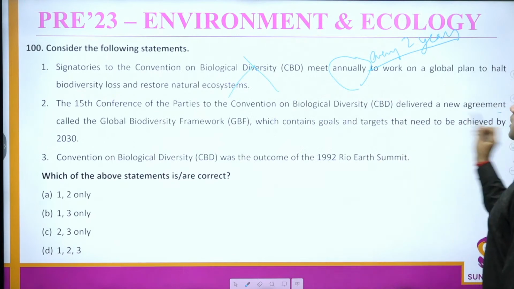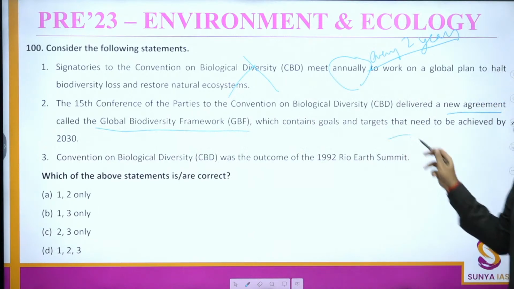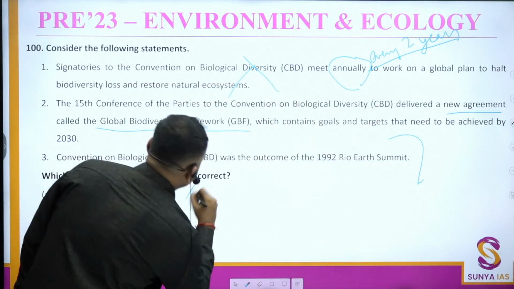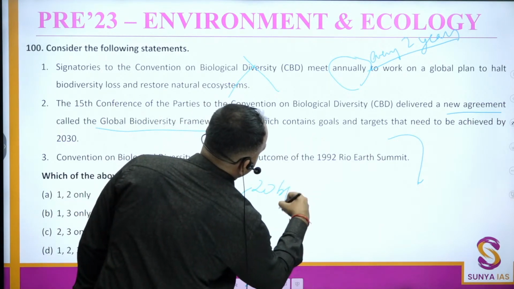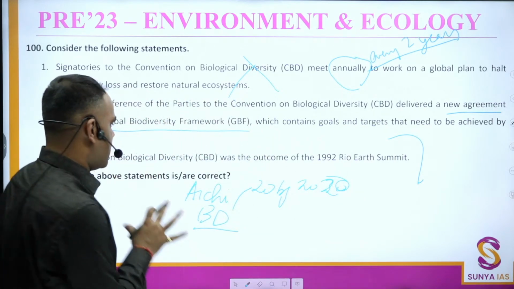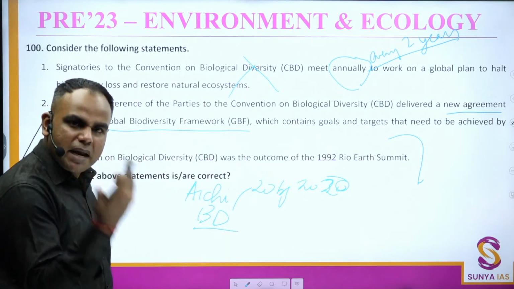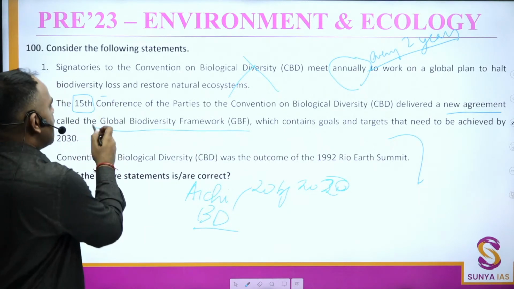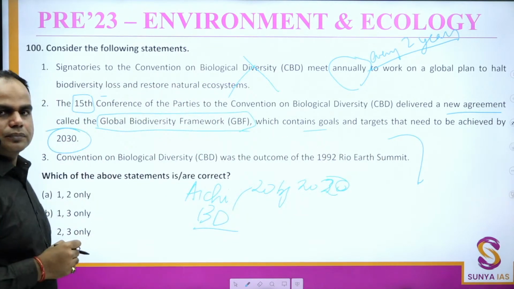Statement 2: the 15th COP to the CBD developed a new biodiversity framework, which contains the goals and targets needed to be achieved till 2030. This is true, and I'll also give you a background. Earlier you had the Aichi biodiversity targets, 20 targets that had to be achieved by 2020. Now, because 2020 is over, they had to be replaced. So the 15th COP, Kunming-Montreal, spoke about a global biodiversity framework which contains goals and targets to be achieved by the year 2030.